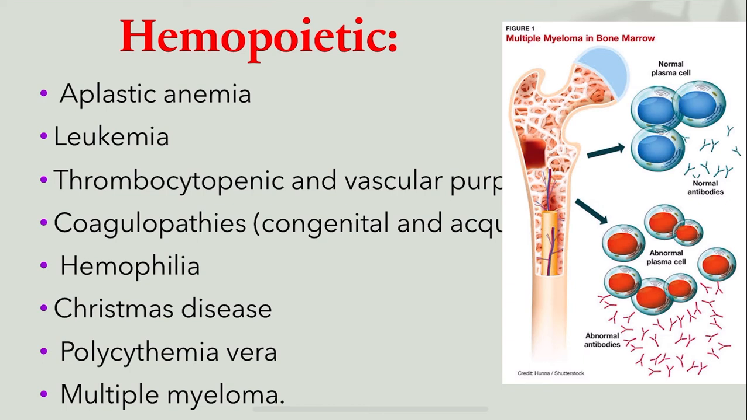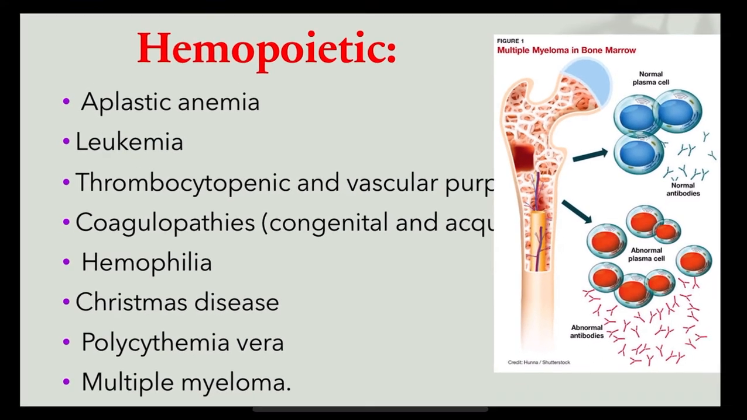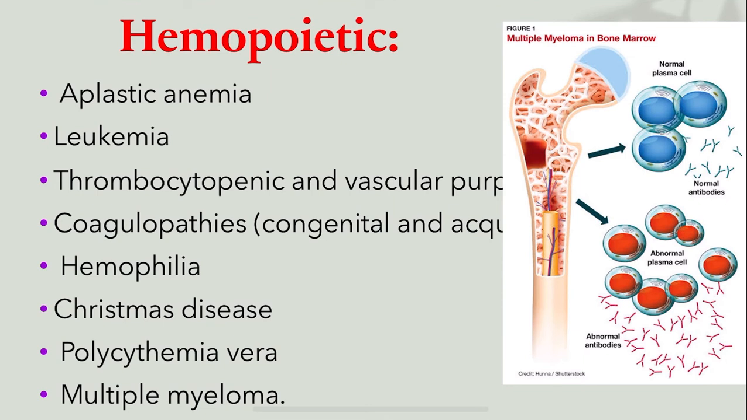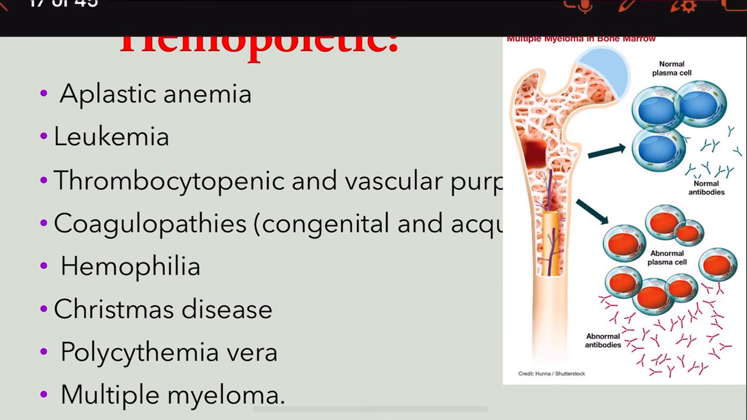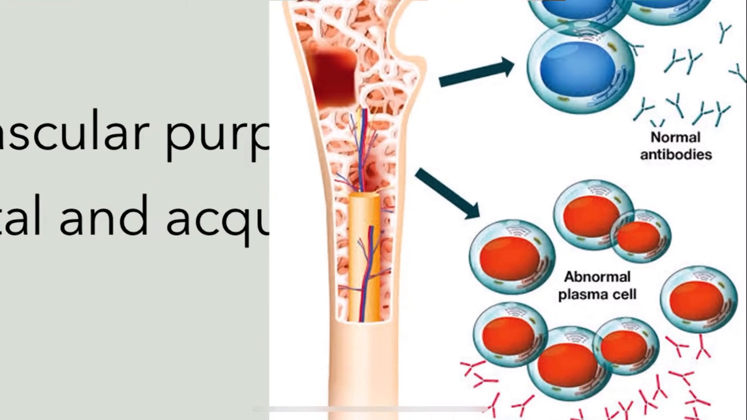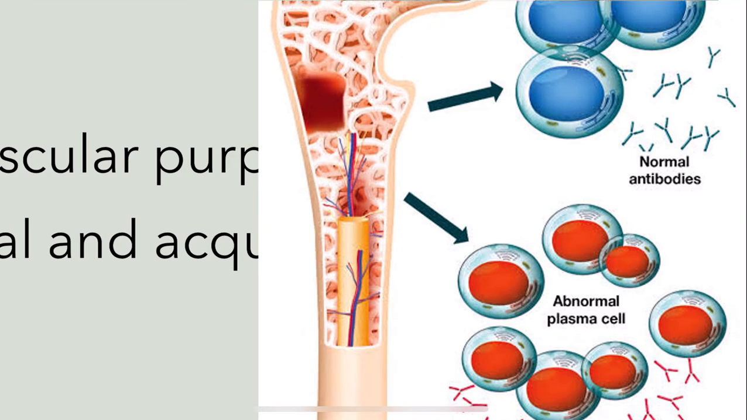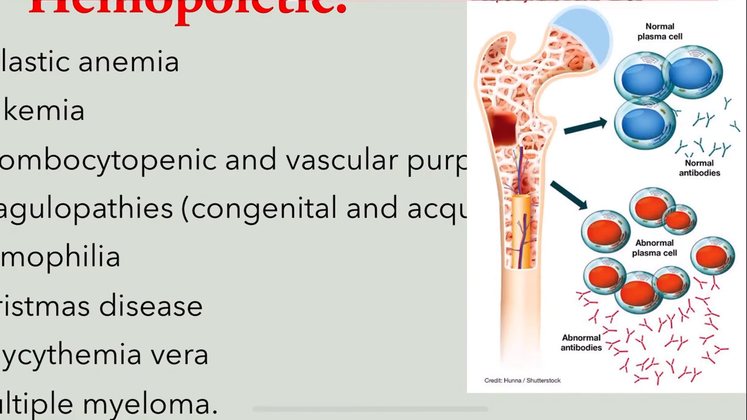Then polycythemia vera. Polycythemia vera is a kind of blood cancer. It will also affect the bone marrow to make many immature red blood cells. You can see here in the picture. Imagine this to be polycythemia vera, and then the bone marrow is affected and abnormal red blood cells will be produced.